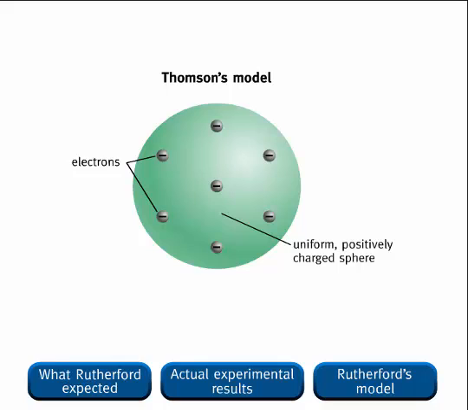In 1910, Ernest Rutherford, Hans Geiger, and Ernest Marsden carried out experiments in which very thin foils of metal were used as targets for alpha particles emitted from a radioactive source. Click on what Rutherford expected to observe, the results Rutherford expected based on Thomson's model of the atom.